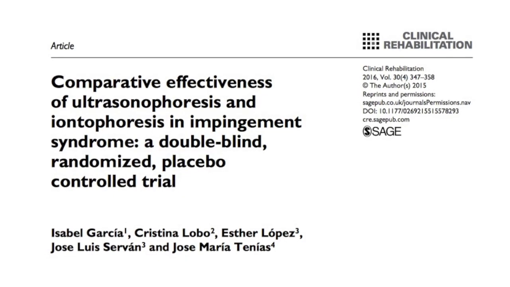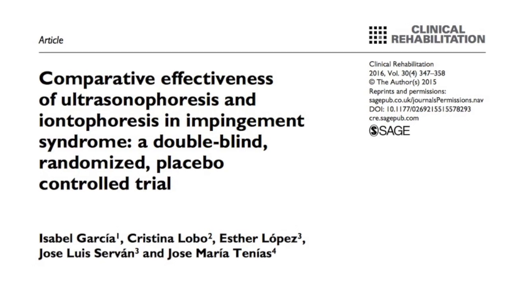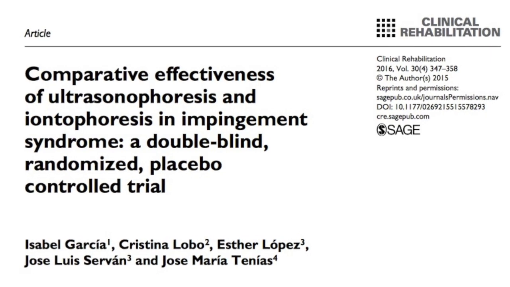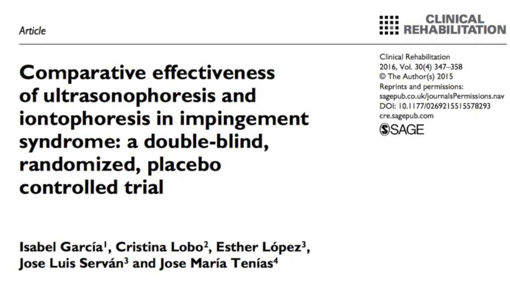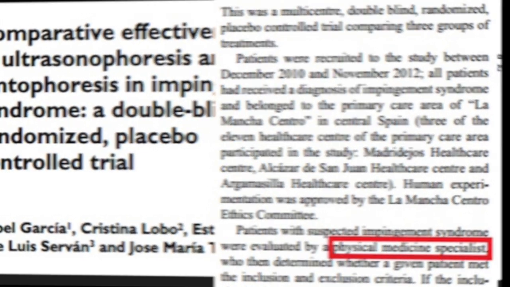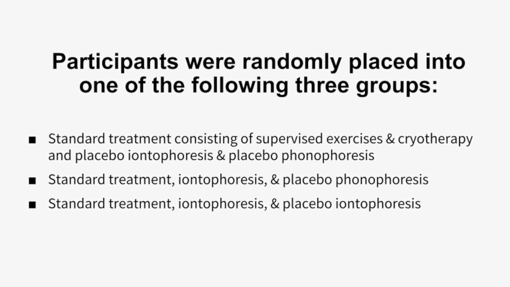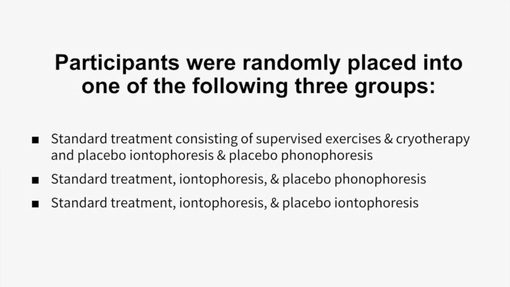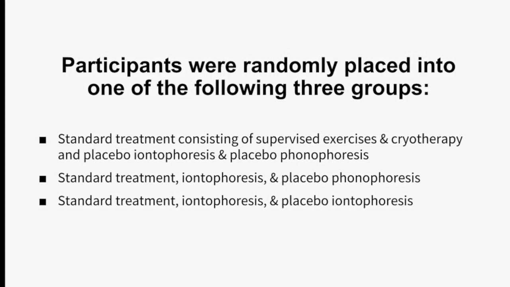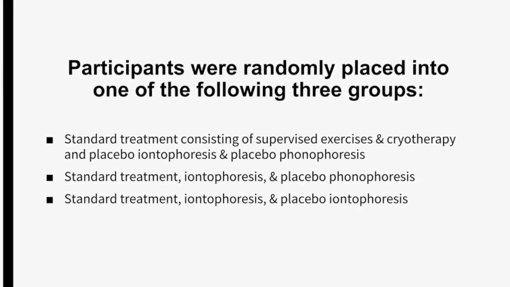A study by Garcia and colleagues compared the effects of phonophoresis and iontophoresis on patients with shoulder impingement syndrome. The study was a double-blind randomized placebo trial. 88 patients diagnosed with shoulder impingement syndrome by a physical medicine specialist participated in the study. Participants were randomly placed into one of the following three groups. One group received standard treatment consisting of supervised exercises and cryotherapy, and placebo iontophoresis and placebo phonophoresis.